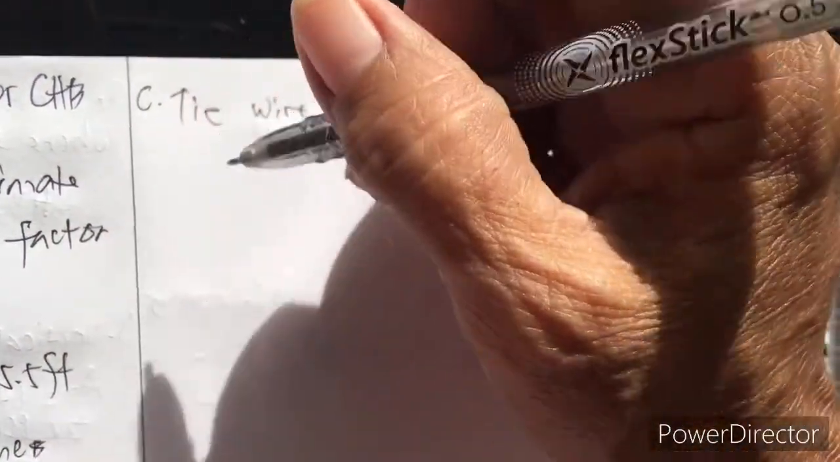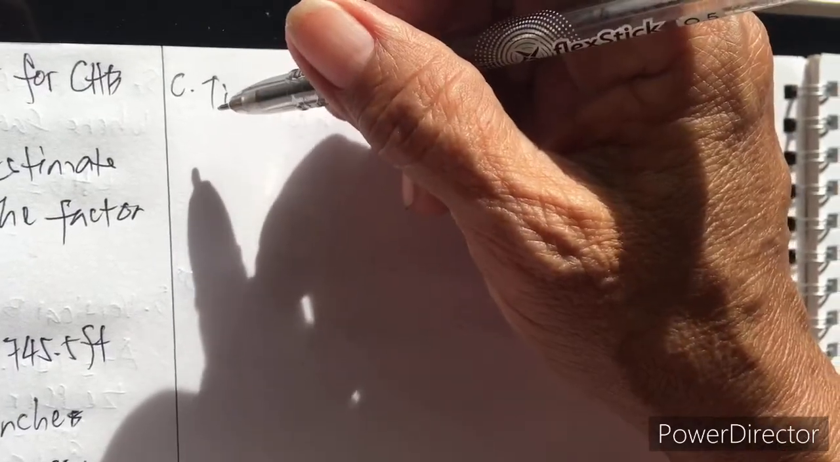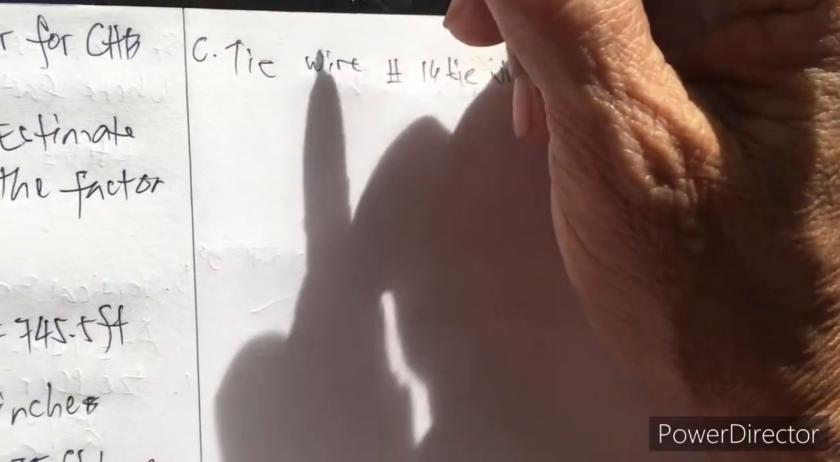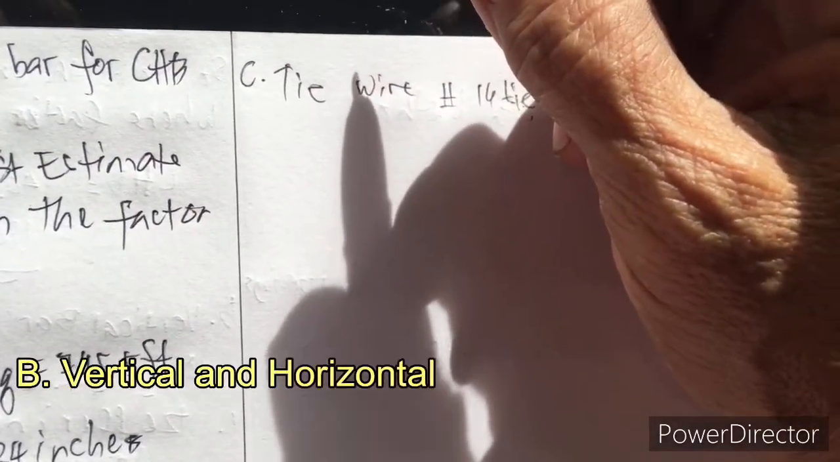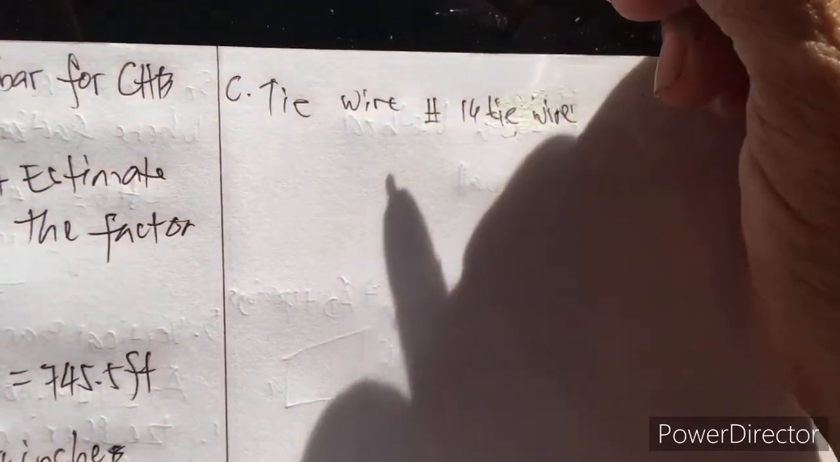Letter C. The letter A is the area of the wall to get the number of pieces of CHB, concrete hollow block. And letter B is the vertical and horizontal reinforcing bar for CHB. And now we are going to tie wire.